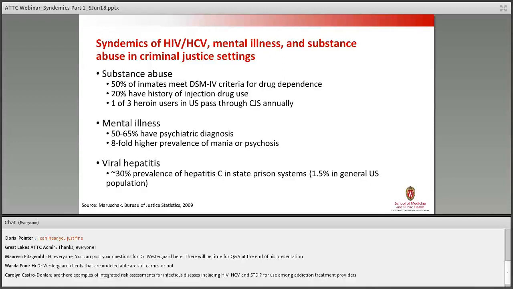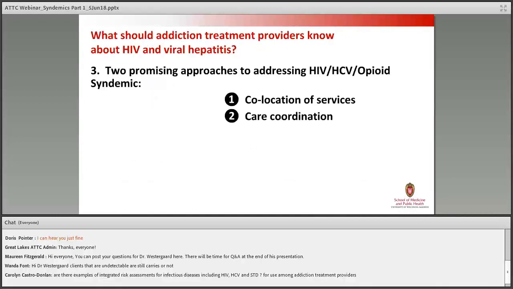And this is a slide that I've shared elsewhere to show that, particularly in this criminal justice population, the prevalence of substance abuse, mental illness, and viral hepatitis is actually quite high. As a result, the prevalence of HIV among people in the U.S. who are in prison is several-fold higher than in the general population, 4 to 5 times more. And in hepatitis C, the disparity is even greater.